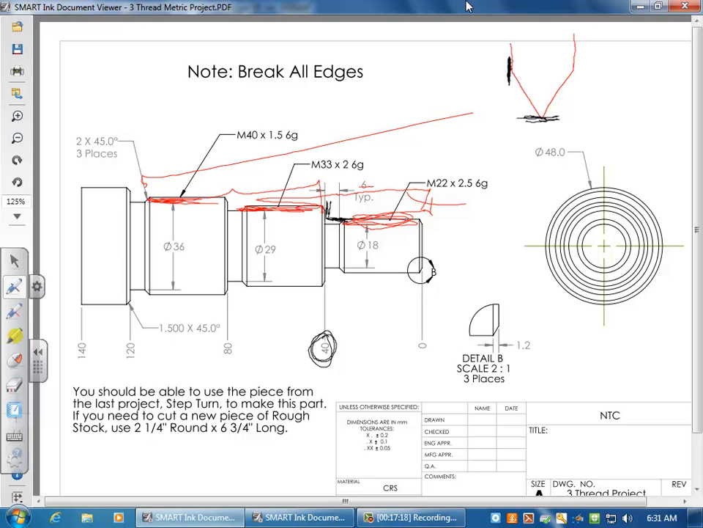So, well, that's kind of the overview of the 3-thread project. Good luck on it, and if you have any questions, please come and see me.